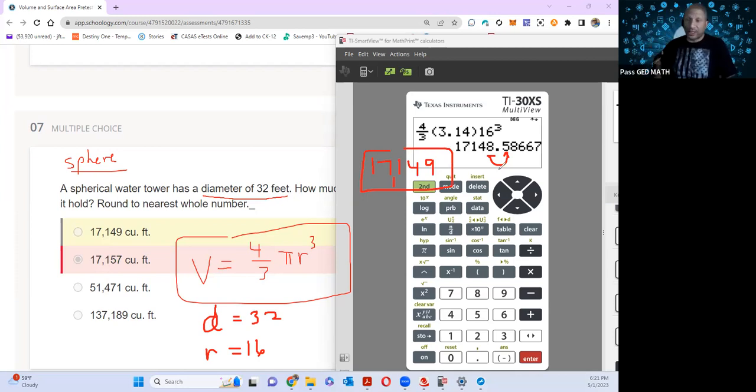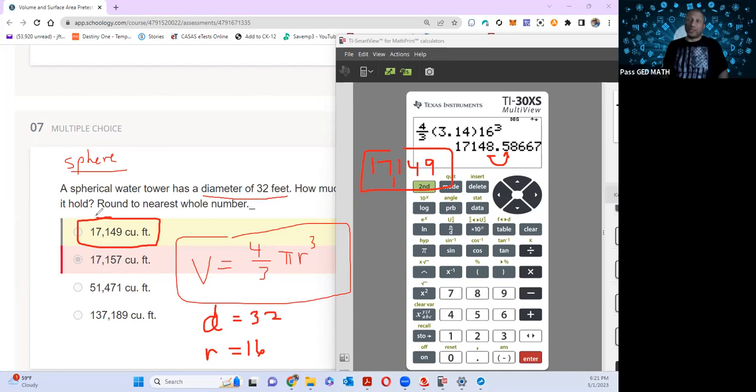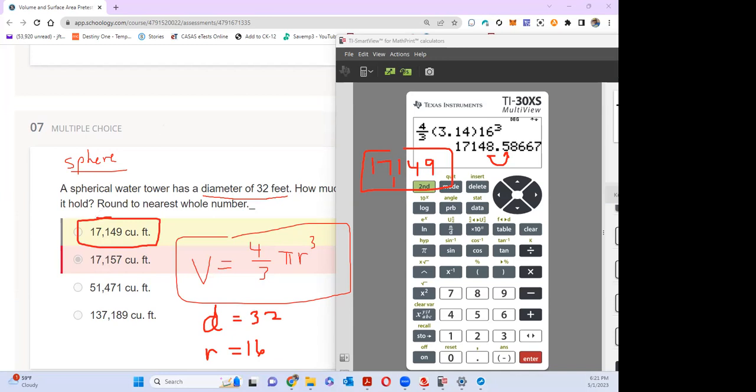Do we need to show zeros since we're rounding to the nearest whole number? No, we could just leave it. So our answer is 17,149 cubic feet. Okay.